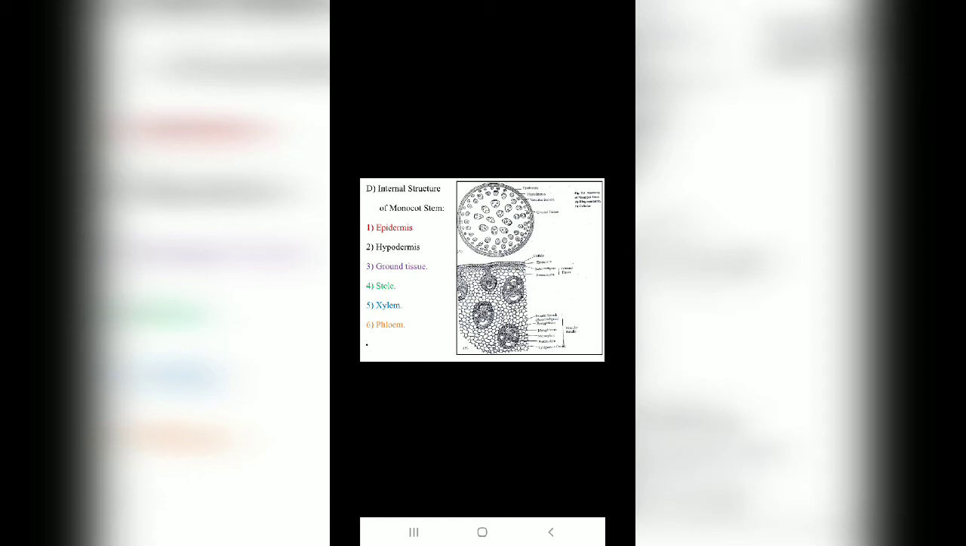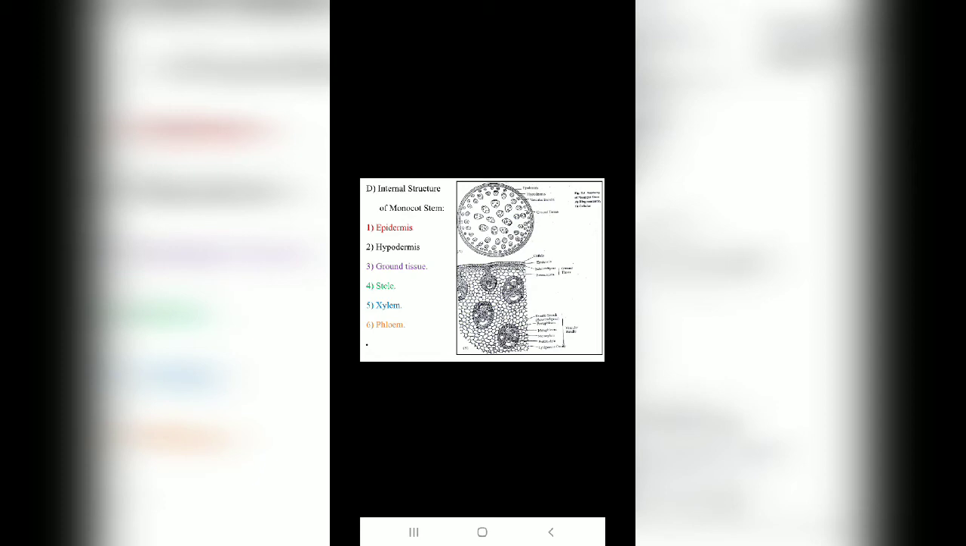Ground tissue, it is parenchymatous. It lies below the hypodermis. The cells are thin-walled and with large intercellular spaces. There is no differentiation of general cortex, endodermis, pericycle, pith and medullary rays as seen in dicot stem. Hence the general cortex in monocot stem is known as a ground tissue.